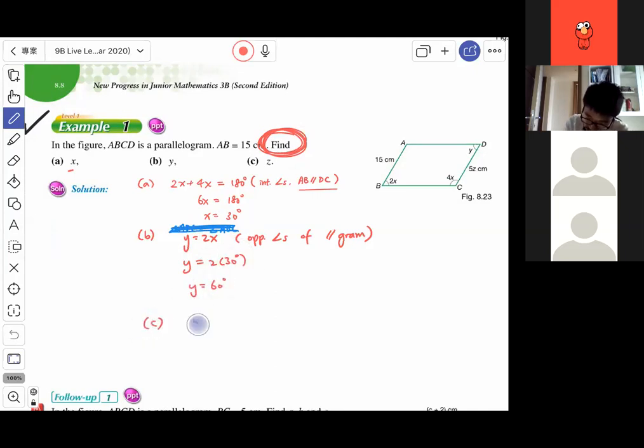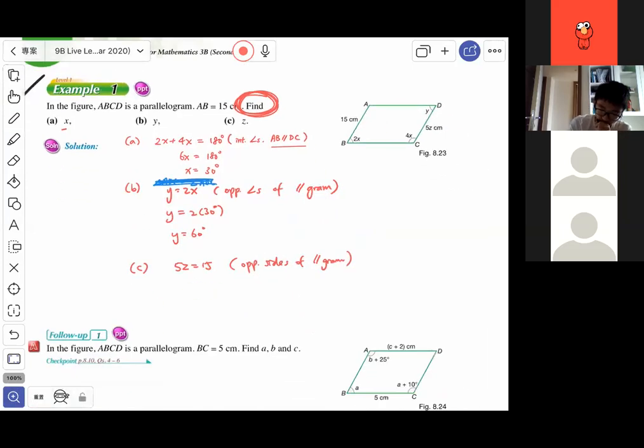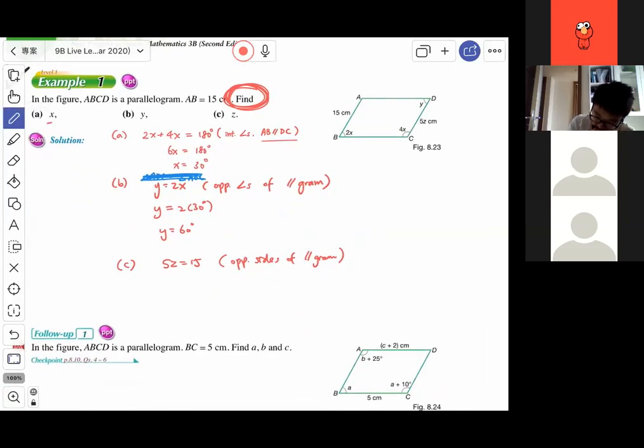C is 5z equals 15. I just cut it short. Opposite sides of parallelogram are equal. So we already integrate 2 new reasons in this example, and the answer is easy. Do we need to write cm here, Tiger? He died again. Not yet, Tiger is busy. Okay, yes. No, we do not need to write cm.